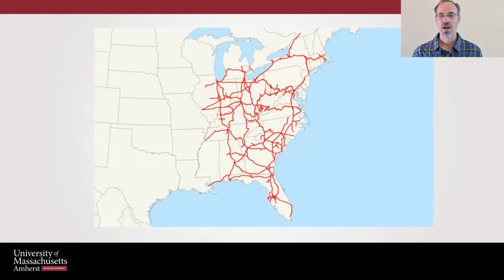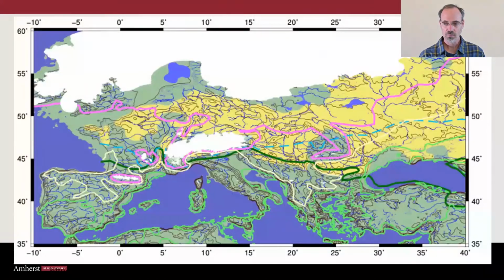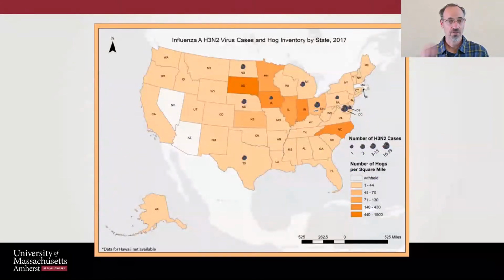Here we have another example of maps. This is a railroad network in the United States. This tells us how transportation infrastructure runs in the U.S. Maps and GIS are also used for different sort of climate and environmental assessments. So for example here, this looks like temperature. This is a temperature map that uses remote sensing data. And then of course for public health. Here is H3N2 virus cases and hog inventory by state to help perhaps explain why there were particular centers of H3N2 back in 2017.